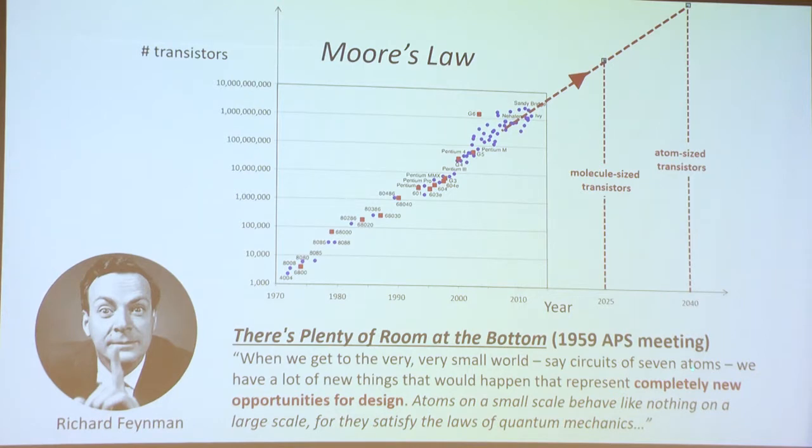And he even speculates what would happen. He says, well, when we get to that level, it offers completely new opportunities for design. And I mean, 1959, that was a long time ago, and I would say that he really, his vision here was quantum computing, even though it was not known at the time how to make use of it.